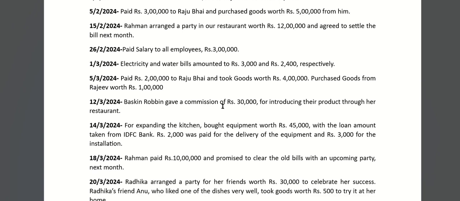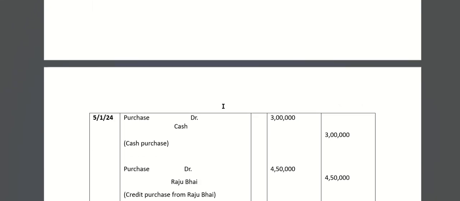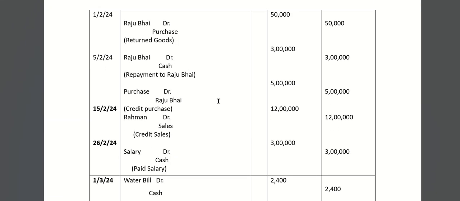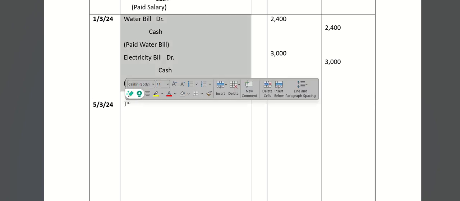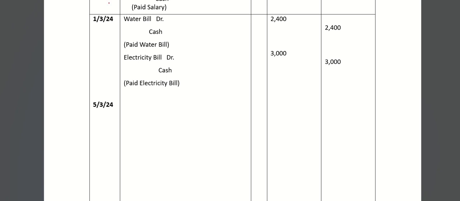On 5/3/2024, okay, now we can go. Where is it? Okay, 5/3/2024. We can look. Okay. And what was the first thing we did? We paid to Raju, right? Remember, when we make repayment, I need to explain it because we have done the same thing before.